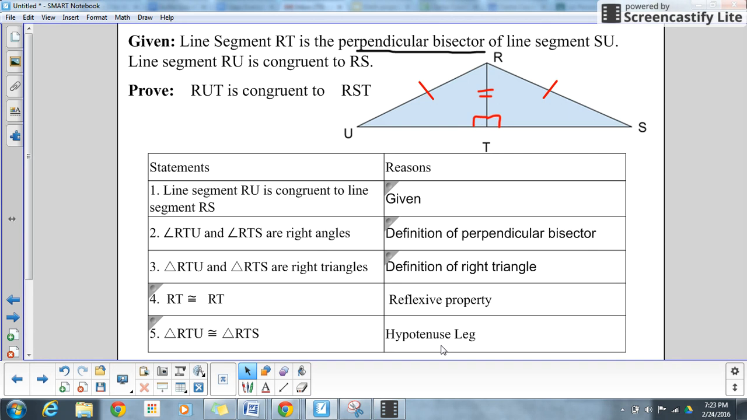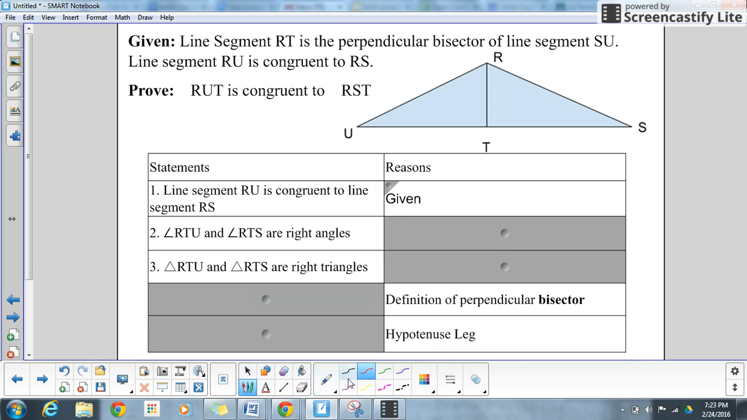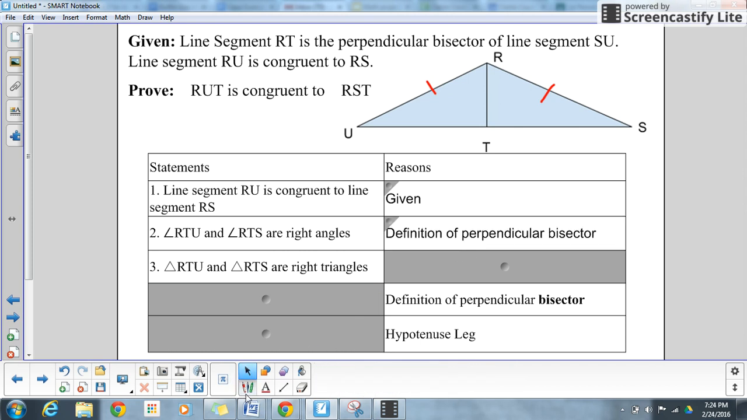Now, is there another way to prove these two triangles are congruent? Let's take a look. Our first reason is the same. It's given. So again, I'm going to remind myself that RS is congruent to RU. Then they're right angles, same reason, definition of perpendicular bisector, and again I'm going to mark on here that these are right angles. This is not necessary to label the diagram, but I find that it helps me. These are right triangles, again, definition of right triangle.